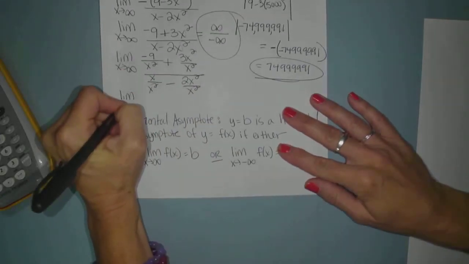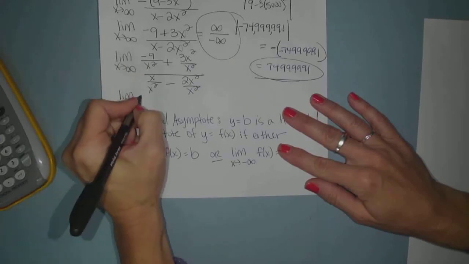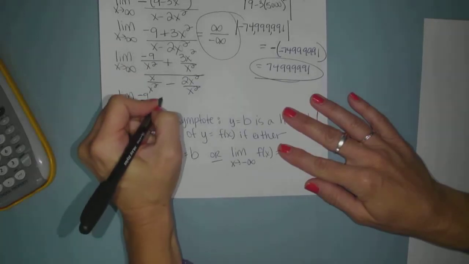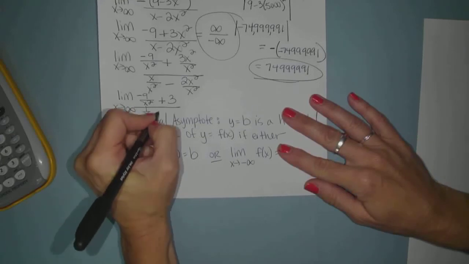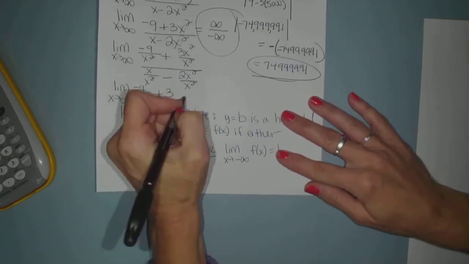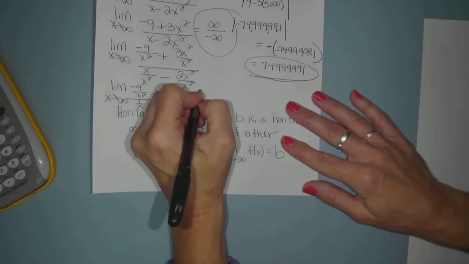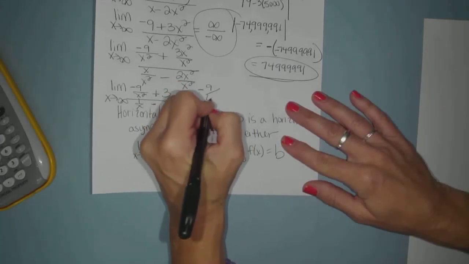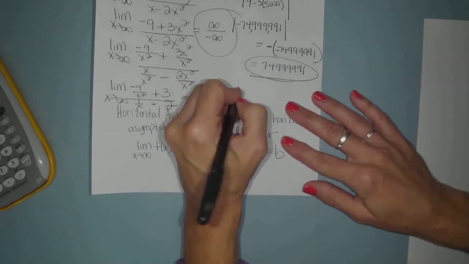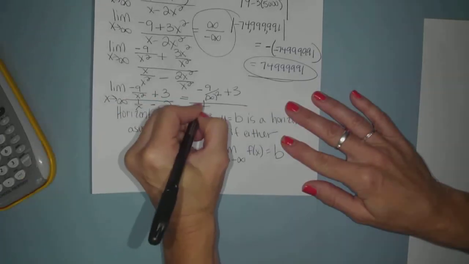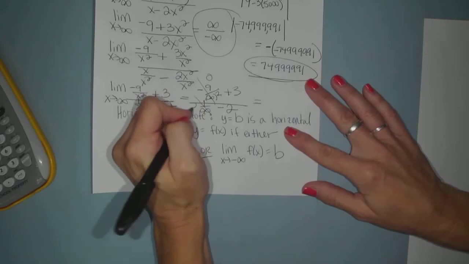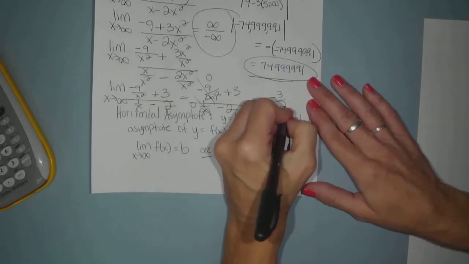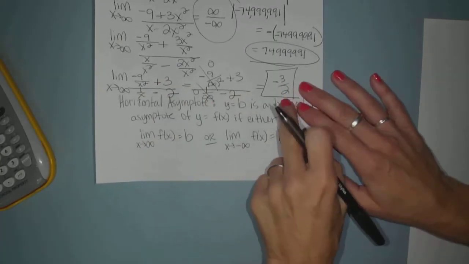When I reduce, this guy will stay negative 9 over x squared plus 3, divided by 1 over x minus 2. When I plug my infinity back in, I'm going to have negative 9 over infinity squared plus 3, divided by 1 over infinity minus 2. This will go to 0, this will go to 0, and I'll be left with negative 3/2, and that is the answer to this limit.